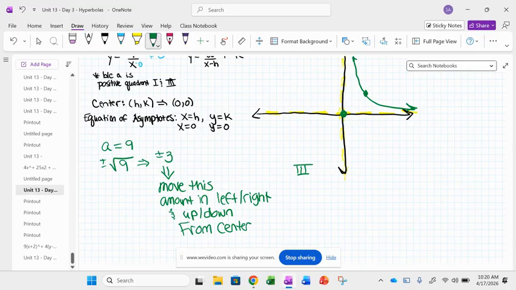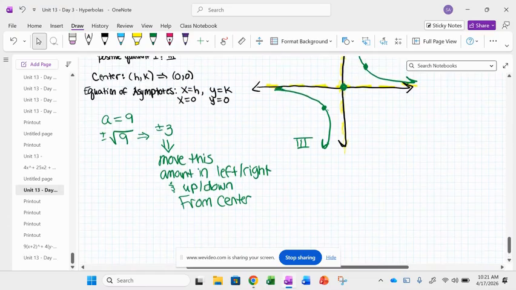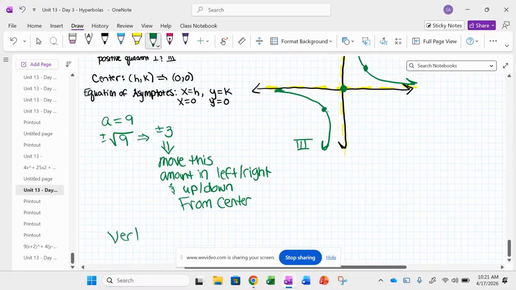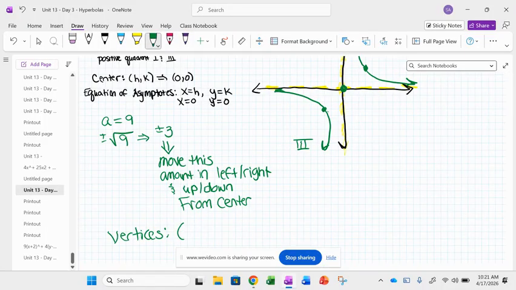And now my other curve has to be in quadrant 3. So from the center point to land me in quadrant 3, which direction am I moving? From the center. You got it. 3 to the left and 3 down. So then my vertices will be the points 3, 3, and -3, -3.